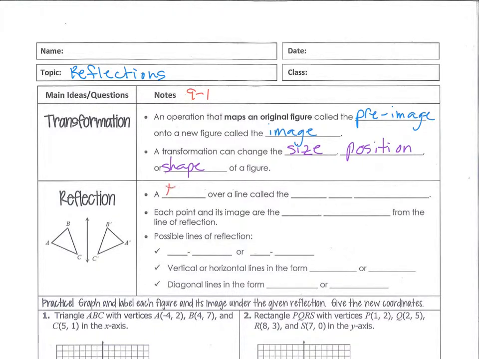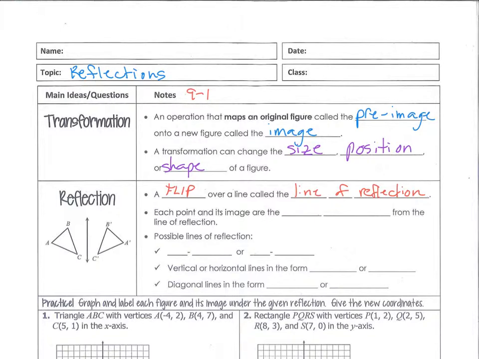And this isn't a proper word, so just to let you know, I'm going to use the word just for your benefit. A flip is a reflection. So a flip over a line called the line of reflection. So when we reflect something over that line of reflection, the image and the pre-image are going to be equal distances from that line of reflection.